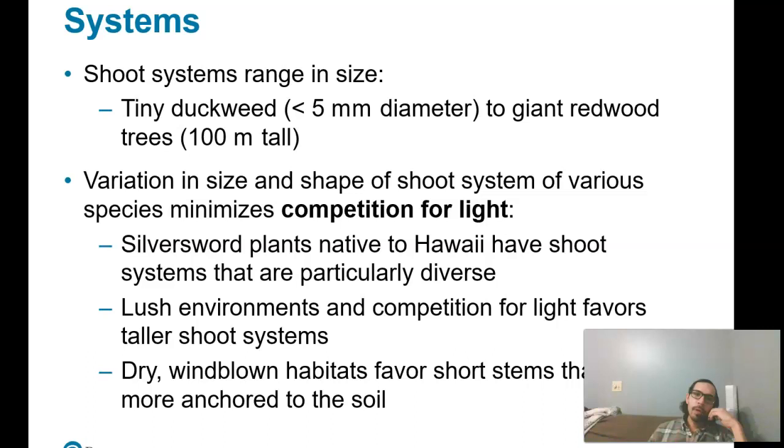For example, silver sword plants that are native to Hawaii have shoot systems that are very diverse. In lush environments where the competition for light favors taller shoot systems, you have taller plants, but in dry, windblown habitats, those favor shorter stems. So you have plants that are lower to the ground. Okay.